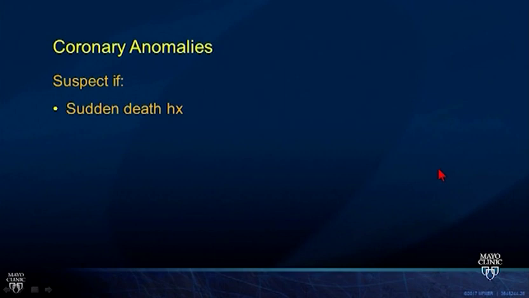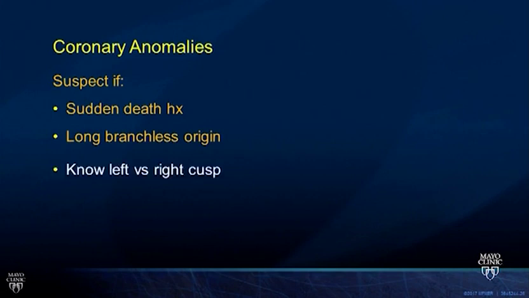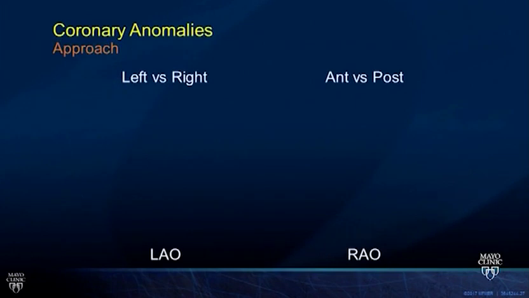So we should suspect coronary anomalies in patients who've had sudden death. Whenever you see a long branchless origin of a coronary artery, that's another clue that this could be a coronary anomaly. So just keep that in the back of your mind. And then also you need to be able to distinguish the left versus the right cusp of the aortic root, in order to determine where that anomaly is coming from. And then also to distinguish anterior from posterior when you're looking at the aorta. So it's really going back to those views and knowing anatomically what is in that view. So let's talk about that.